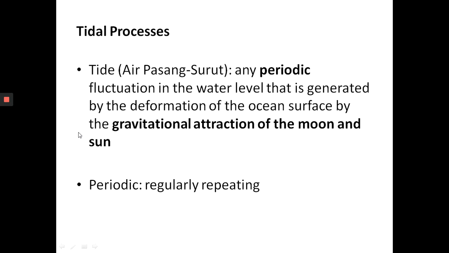So what are tides? Tides, or in Malay, air pasang surut. This is any periodic fluctuation in the water level that is generated by the deformation of the ocean surface by the gravitational attraction of the moon and the sun. And the main point here is periodic. You have regularly repeating changes in the sea level. And these alternations between high and low sea level occur at daily scales, monthly scales, annual scales, and even longer scales.